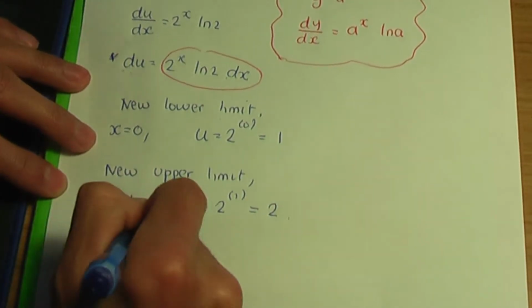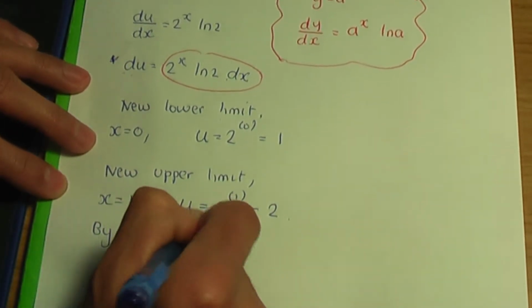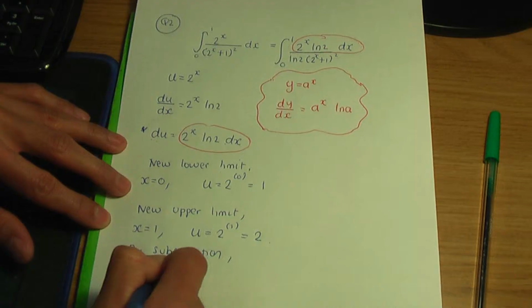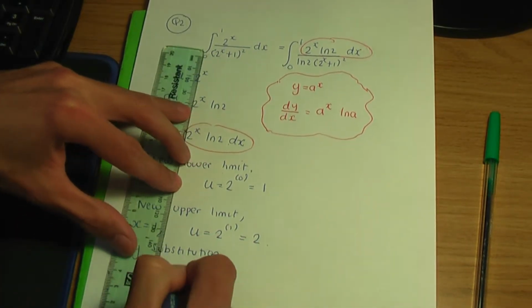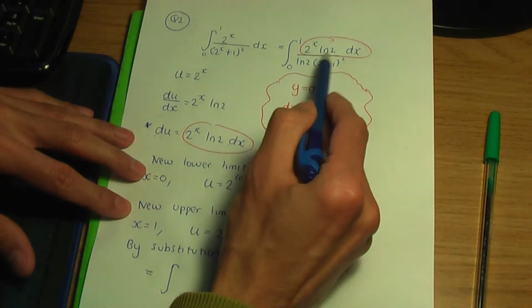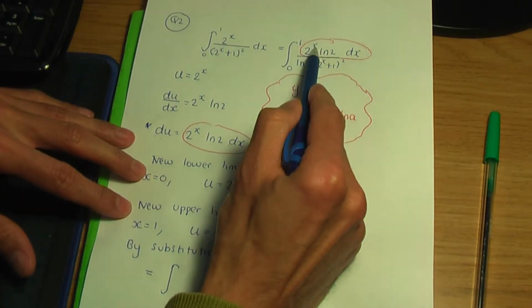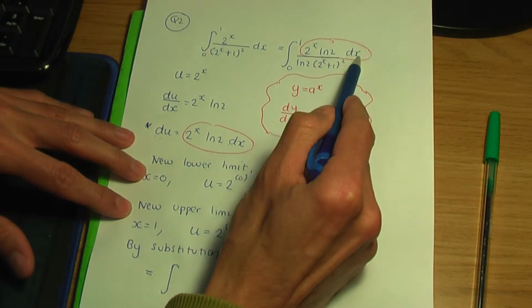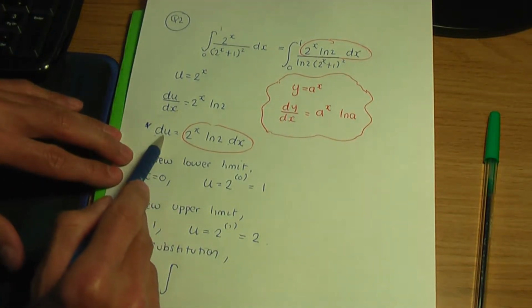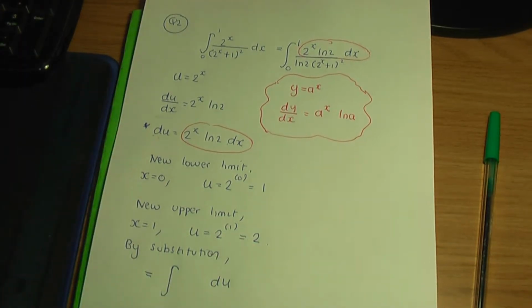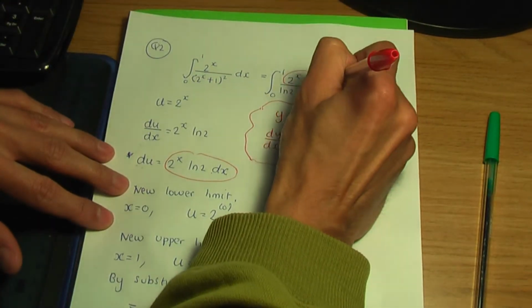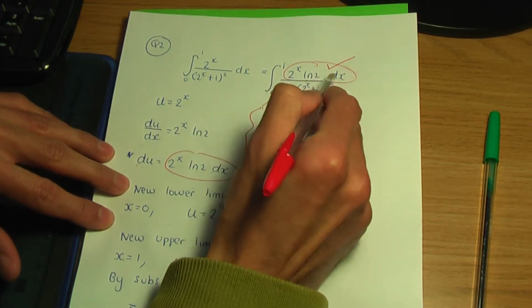So by substitution, let's rewrite this integral. Integration sign. Now, as we discussed, 2 to the power of x ln 2 dx, we'll replace that by du. And as we replace terms, let's check them. So this entire term we've replaced.